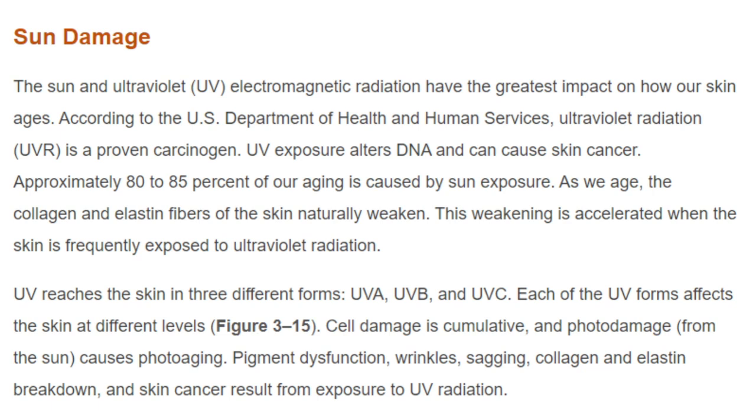As we age, the collagen and elastin fibers of the skin naturally weaken. This weakening is accelerated when the skin is frequently exposed to ultraviolet radiation. UV reaches the skin in 3 different forms: UVA, UVB, and UVC. Each of the UV forms affects the skin at different levels, Figure 3:15. Cell damage is cumulative, and photodamage, from the sun, causes photoaging. Pigment dysfunction, wrinkles, sagging, collagen and elastin breakdown, and skin cancer result from exposure to UV radiation.